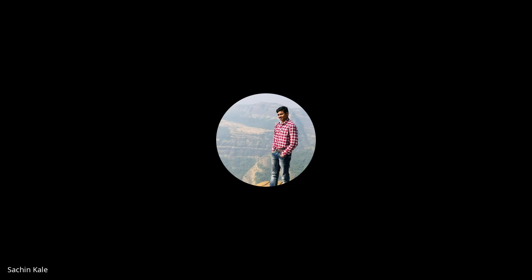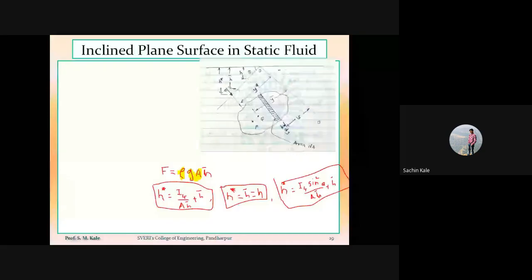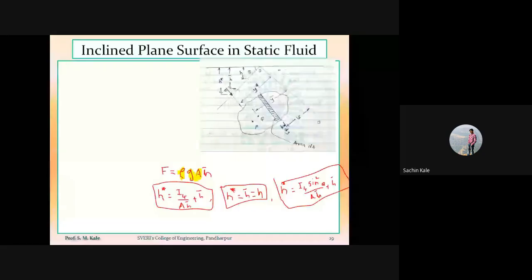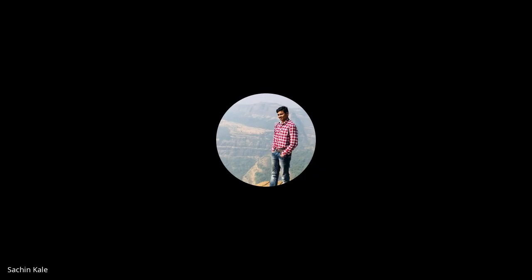What is meant by A? Cross section area. What is meant by A? Cross section area. Okay, so if you are knowing, why are you not telling?